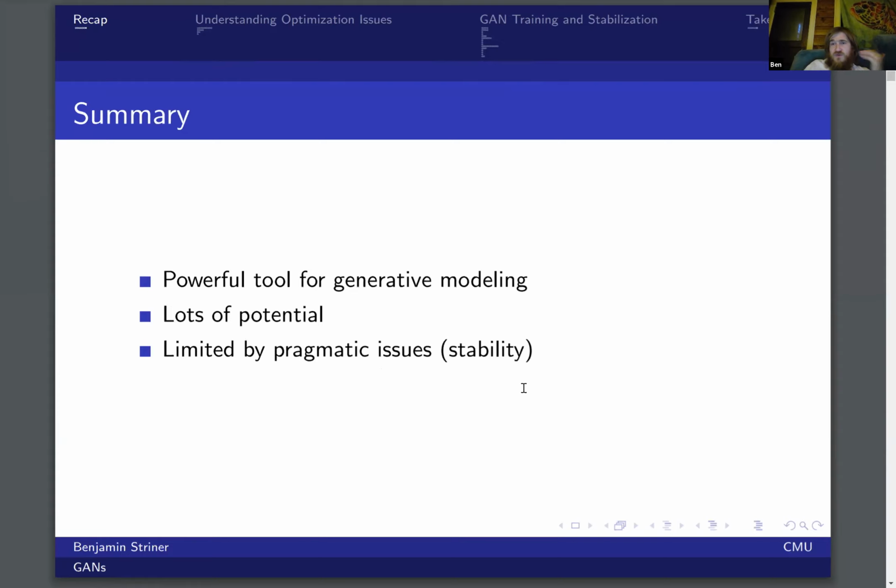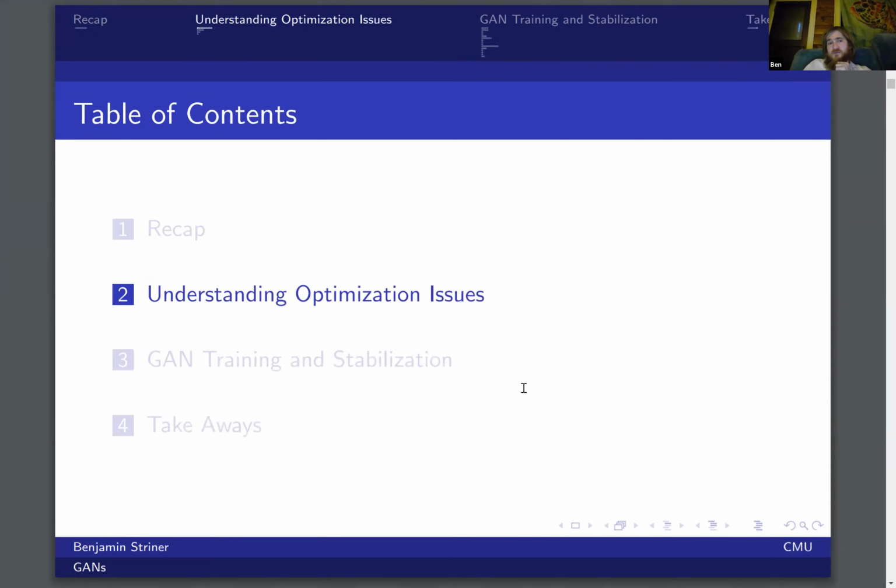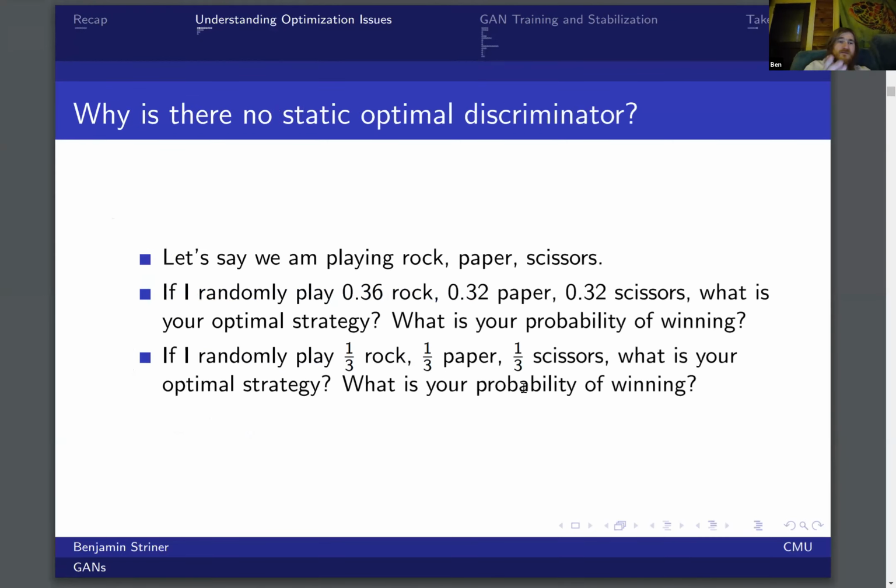The real issues with GANs are actually getting them to work, getting them to train correctly, getting them to do what they're theoretically supposed to do, because in practice, you'll end up getting a lot of junk if you don't do it correctly. So we're going to talk today about some of the pragmatic issues and how you actually get it to work better.